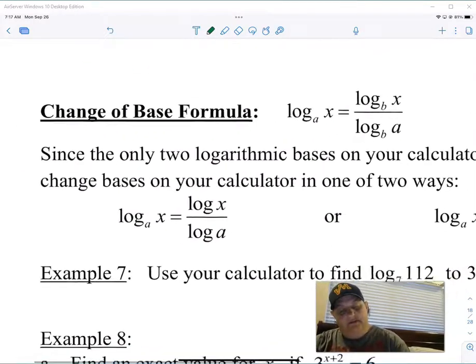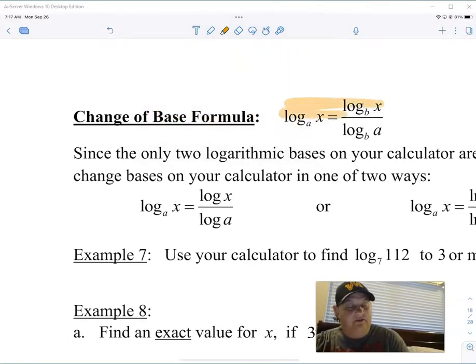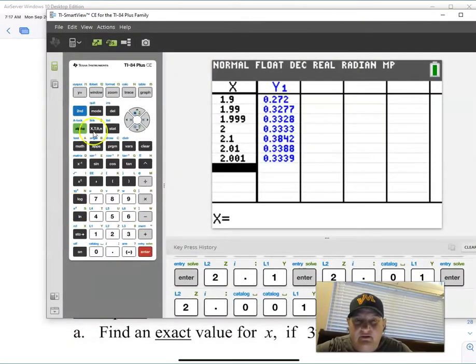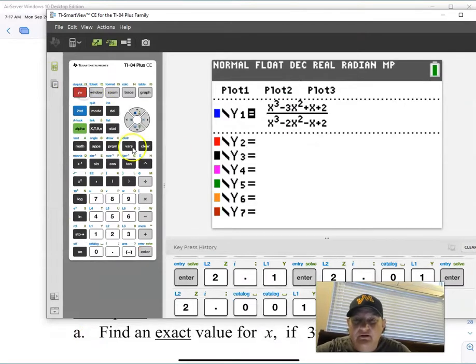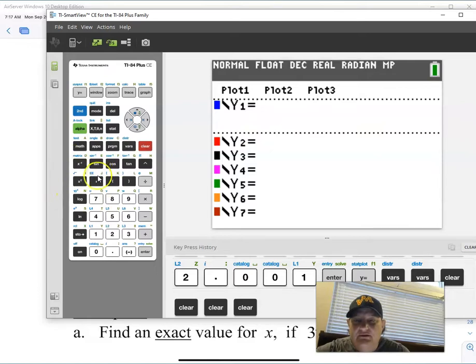Change of base formula. Now, to be honest, you guys, we actually don't use this as much because your graphing calculator will do any log base. The old ones couldn't. Let's take a look at the graphing calculator real quick here. There's 2 buttons. One's right here on the left, log and ln. That's typically what we're going to use.